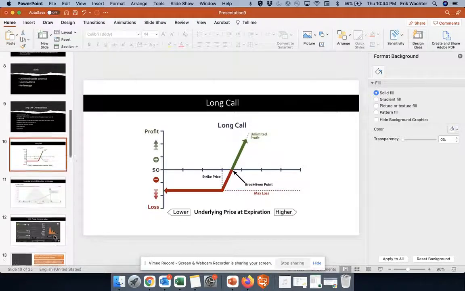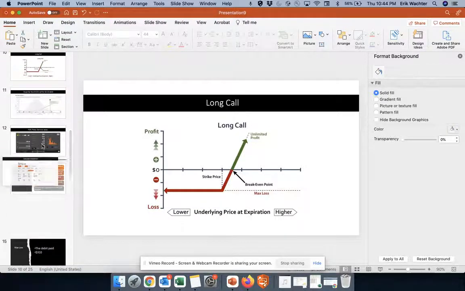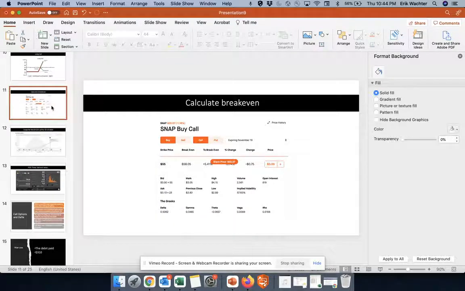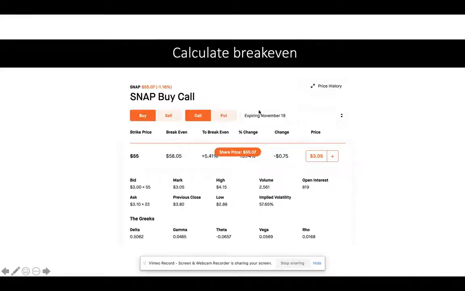So let me swap these slides around, because I know this says right here, calculate the break even. This is from a little bit longer ago. I'll just show you the relationship between our strike price, the debit paid, and break even. Right here it's the $55 strike, debit paid $3.05. You add those together, 55 plus $3.05, it's going to yield $58.05.